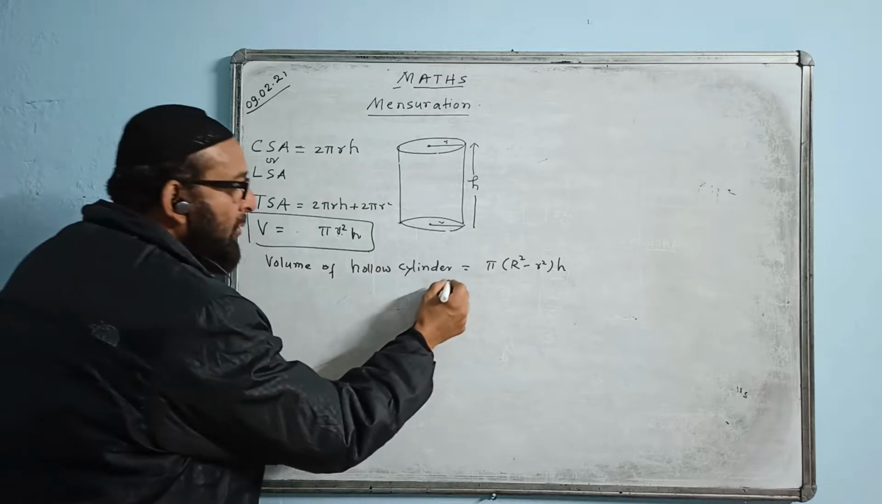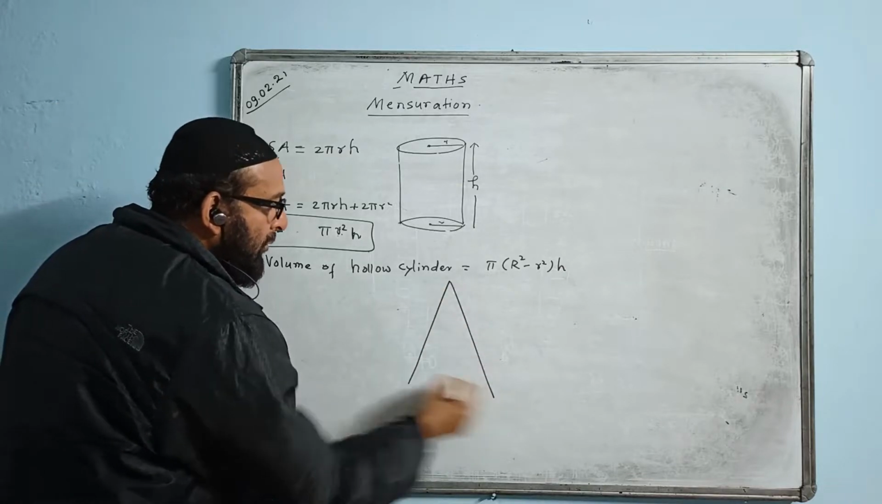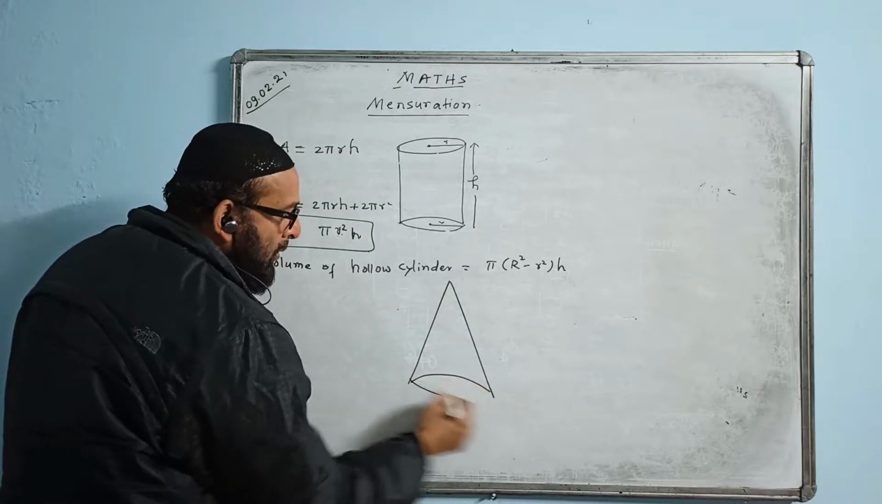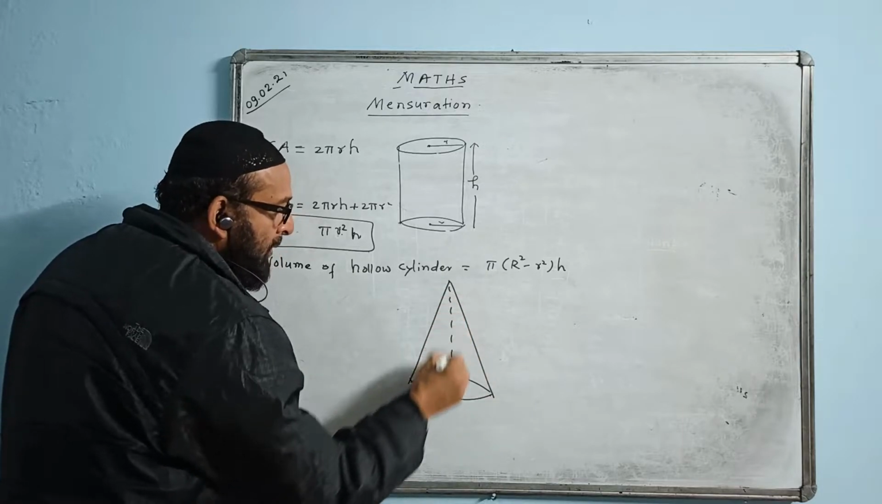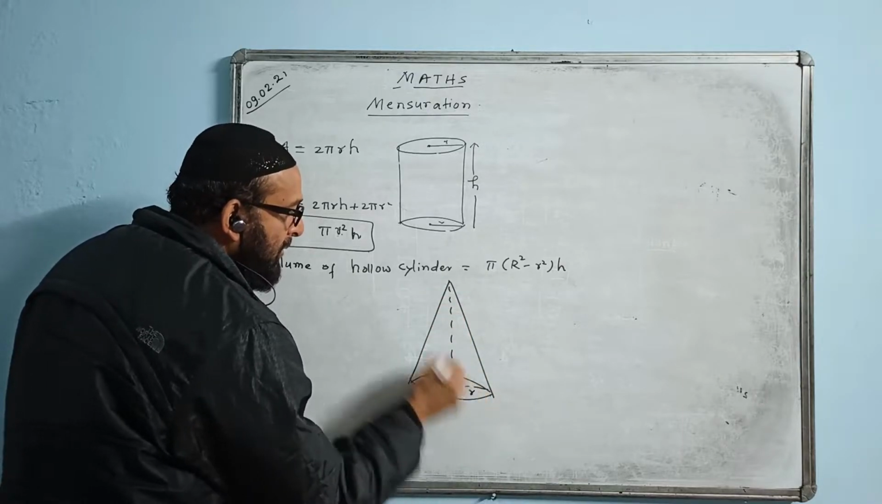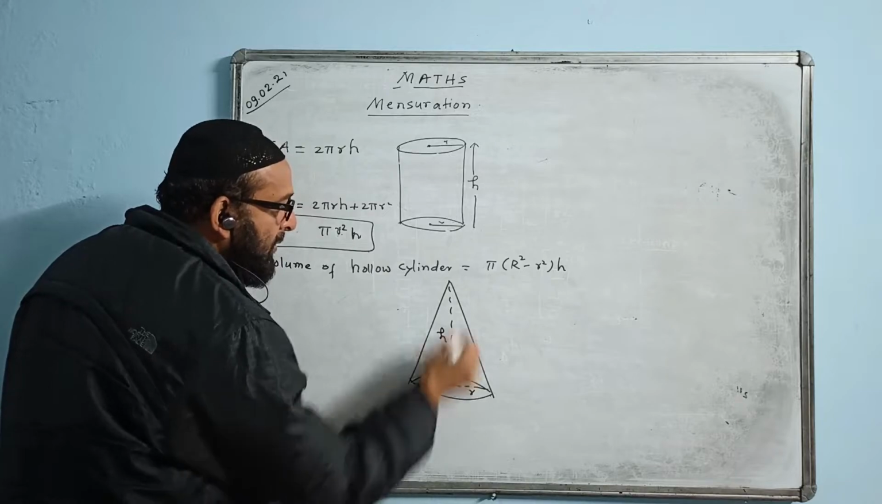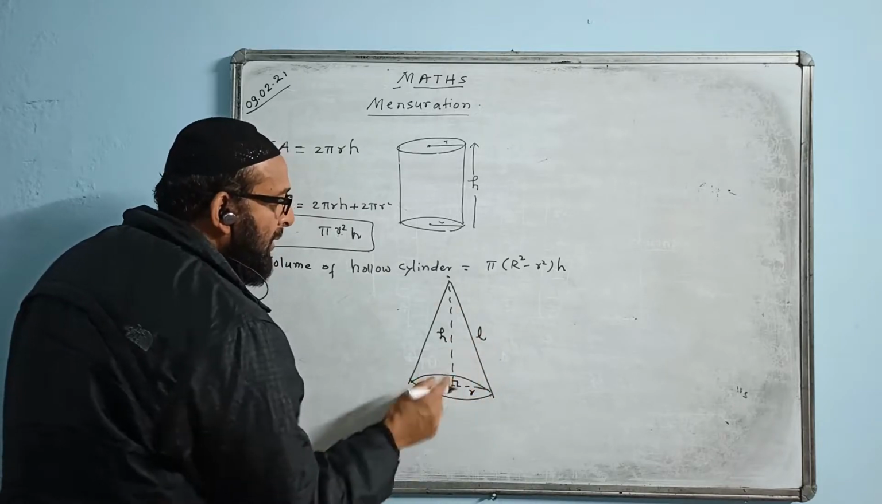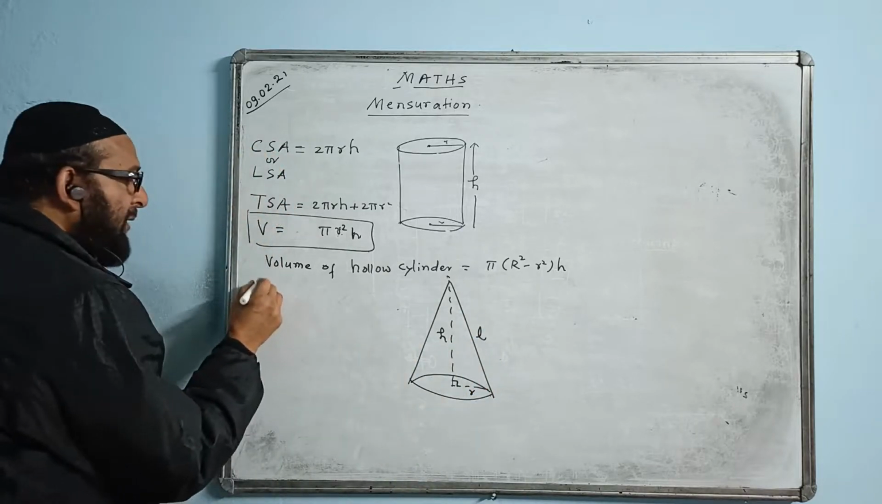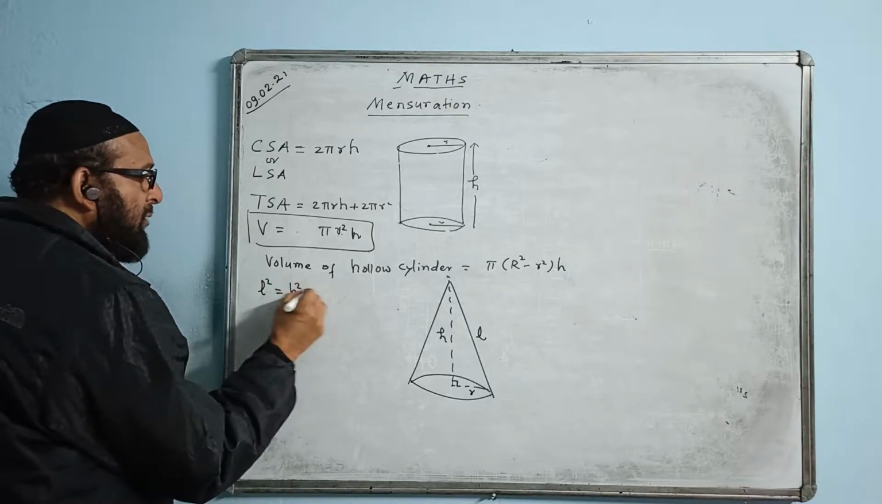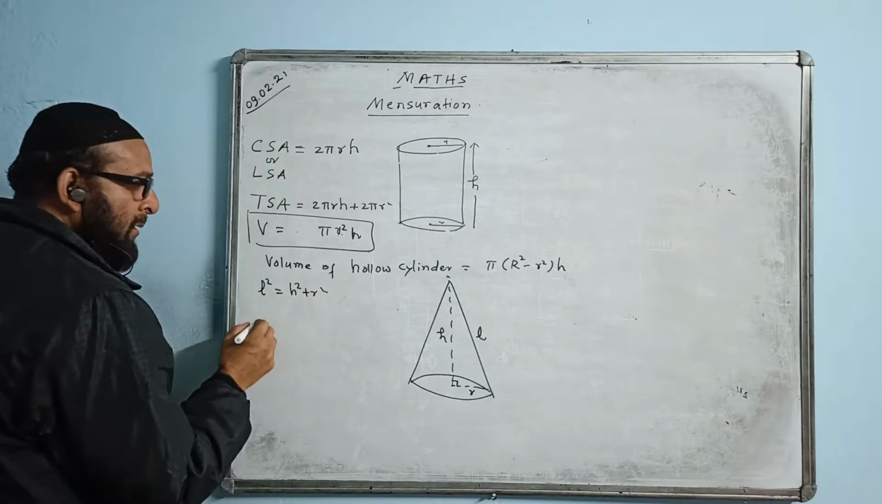For a cone, write down the formula for cone. Draw the figure. This is the cone. This is the vertical height. This height is called slant height L. Then we can use the Pythagoras theorem here: L square is equal to h square plus r square.